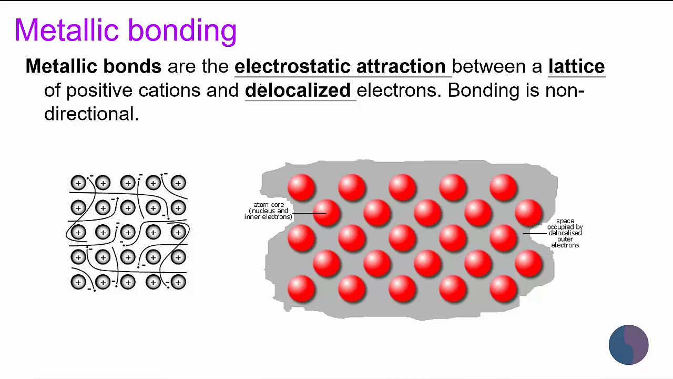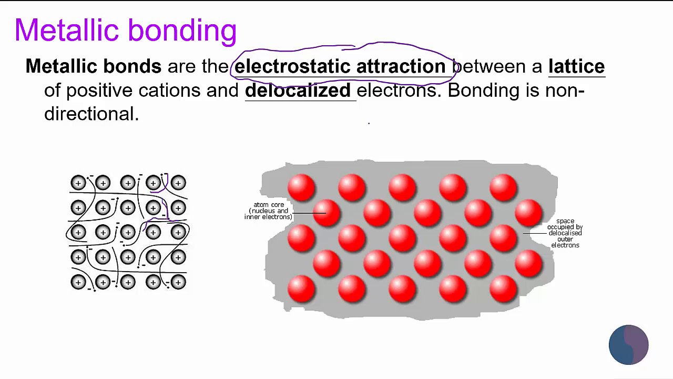So you need to have the definition for metallic bonding memorized, and they all have the words electrostatic attraction in them. So positive is attracted to negative, for all of them. So for metallic bonds, it's electrostatic attraction: the attraction between positives and negatives, between the lattice of positive ions and delocalized electrons, and the bonding is non-directional. So the electrons just can move around and between them.